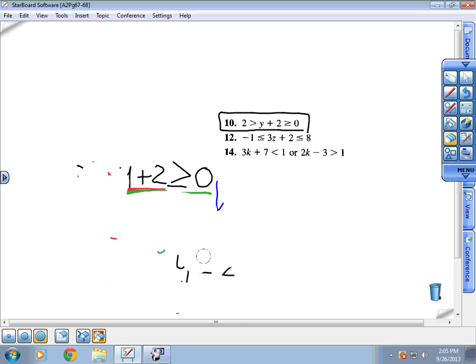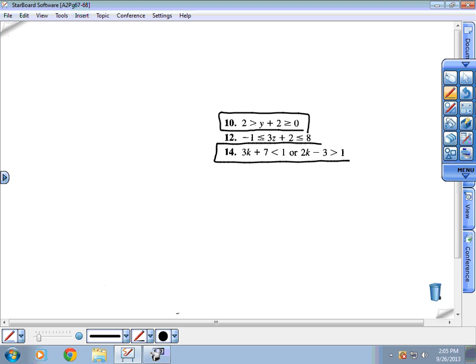So you can see that you have to split these things up. Conjunctions and disjunctions have to be split up into 2 separate problems. Now let's skip down to this disjunction and see how we can do that. This is done the same way as number 10. So now let's set this up. In this case, we have 2 separate inequalities. We have 3k plus 7 is less than 1, and we have 2k minus 3 is greater than 1. We're going to set up 2 separate problems. It still has to be separated, but this is an OR situation.